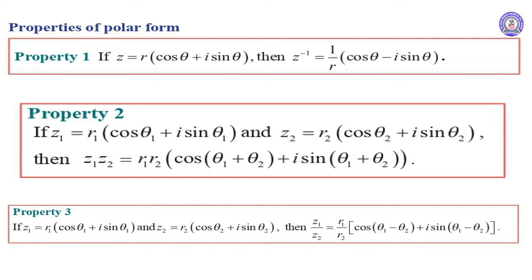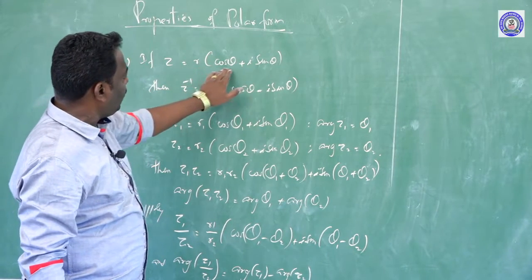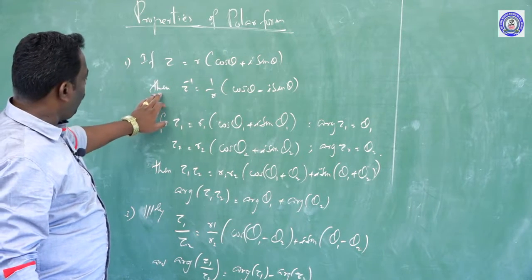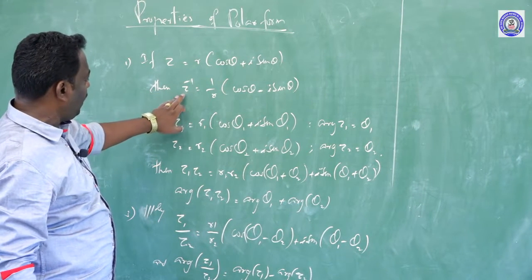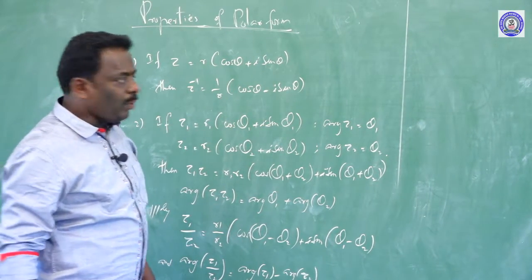Okay, now we continue with the next one, the properties of polar form. First one: z equals r into cos theta plus i sin theta, which is called the polar form of z, already we know. Now we want to find z inverse equal to 1 by r into cos theta minus i sin theta, that we want to prove.